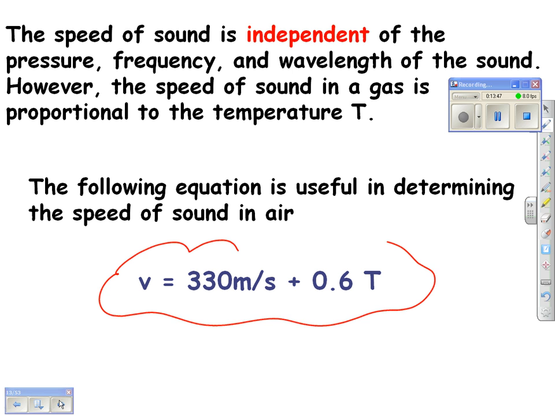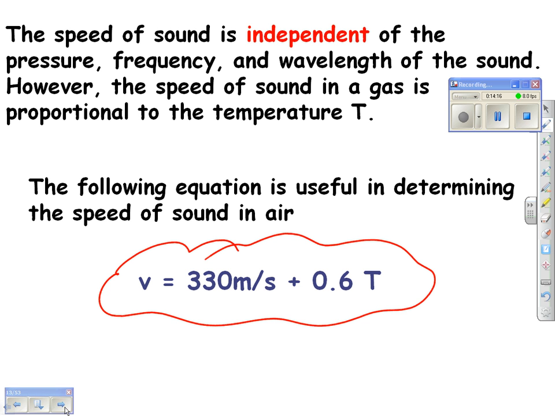We will use this when we do lab of speed of sound. There's a speed of sound lab that we're going to do. And when we do that lab, you're going to have to find the temperature of the room, multiply it by 0.6, and then add it to 330 to figure out what the real speed of sound is in this room. So as the temperature increases, so does the speed of sound.